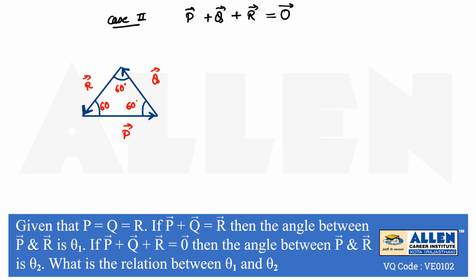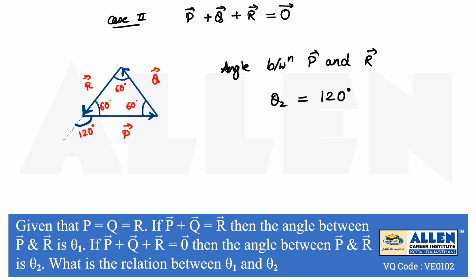Now the condition says the angle between P vector and R vector in this case is theta 2. According to our figure, P vector and R vector meet at this point, but R vector has its head and P vector has its tail here, so 60 degree is not the angle between the vectors. Now we will extend R vector to find the angle between the vectors. After extending R vector, this will be the angle between these two vectors, which comes out to 120 degree, so theta 2 is equal to 120 degree.